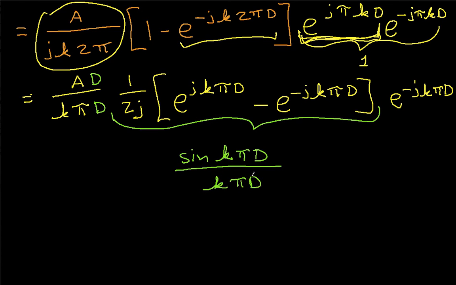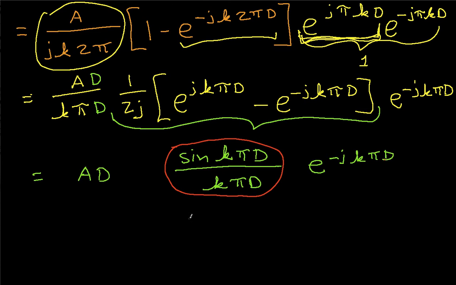So I have k pi d, and I'm still left with the AD times this guy, and then e to the minus j k pi d. And this sine of k pi d over k pi d shows up often enough it's got a name. We call this the sinc of k pi d. And the sinc function, if you haven't run into it already, it's high time you did. The sinc of its argument, so let's say sinc of x, as a function of x, looks something like this.